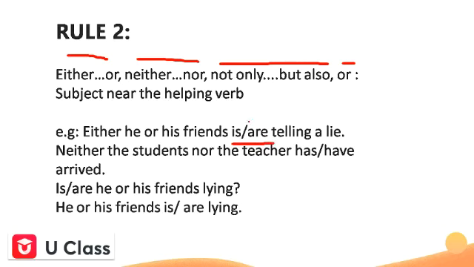What is the subject near to the helping verb? The subject near is friends, because there are two main subjects here, one is he, the other is his friends. But out of that, the one that will be looked for is his friends because that is near to the helping verb. Since that is near to the helping verb and friends is plural, I will use the verb are. Is this clear to everyone?